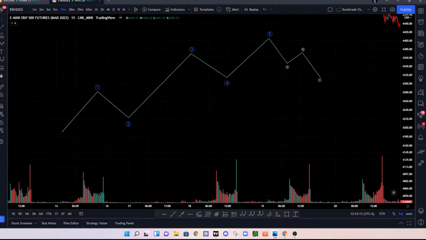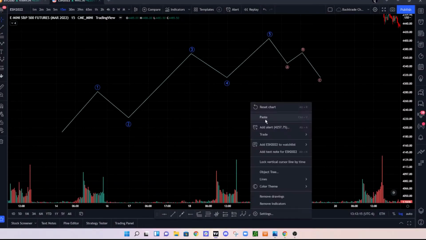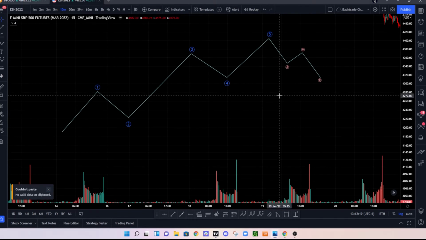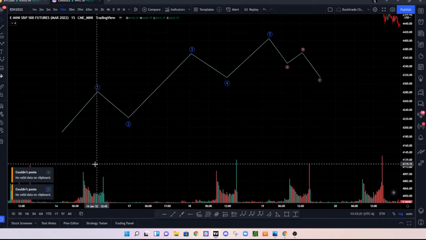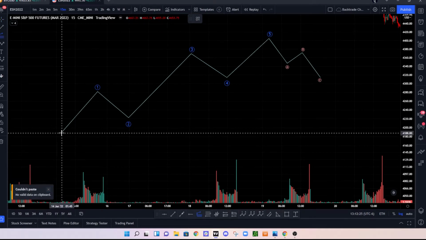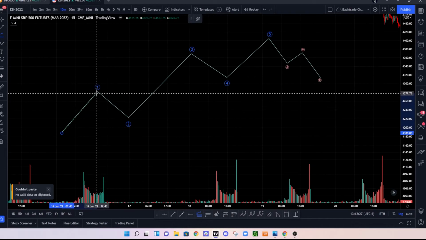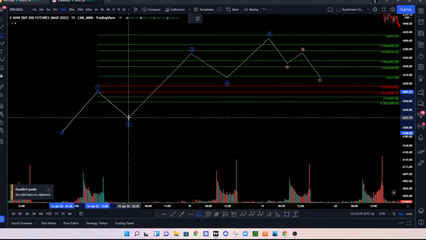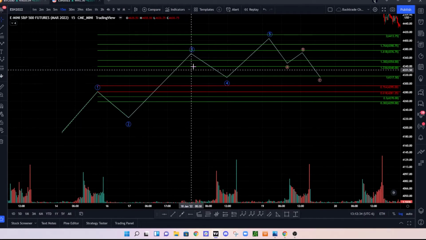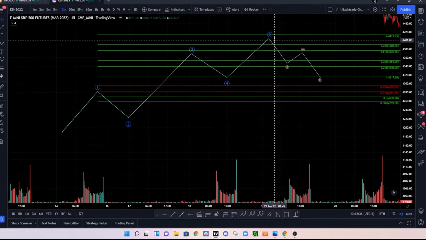So, I'm going to paste this here on the chart. Hopefully. Nope, it's not going to let me. Okay. Well, what I do is I draw from the top of wave 1 down to wave 2. And that helps me project out wave 3, wave 4, wave 5.